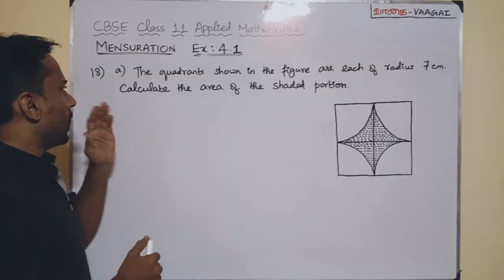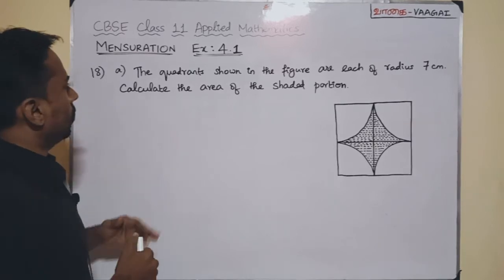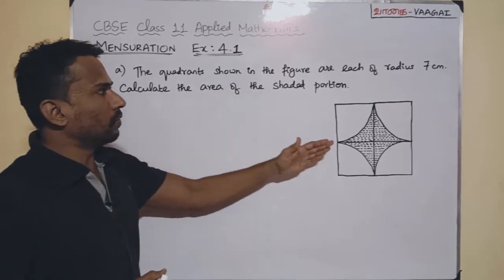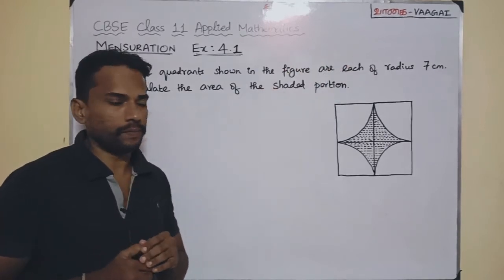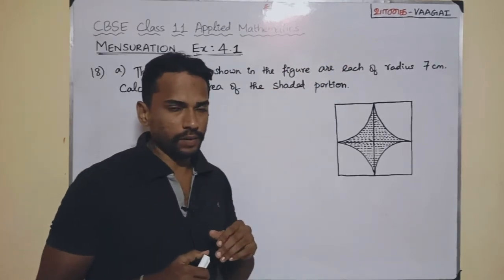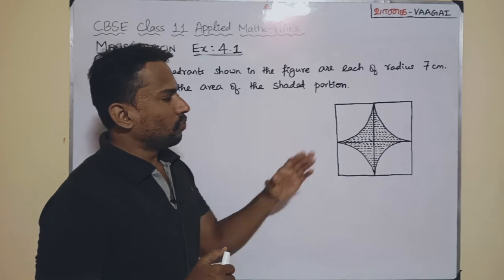We have question number 18, subdivision A. The quadrants shown in the given figure are each of radius 7 centimeter. So now look at the figure here. Here we have got 4 quadrants.